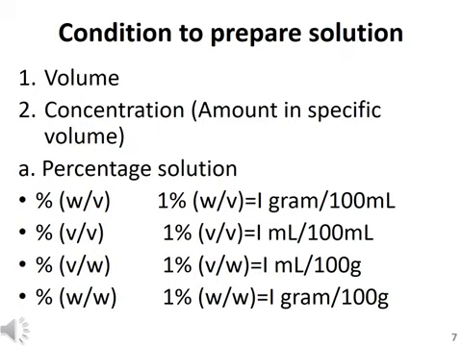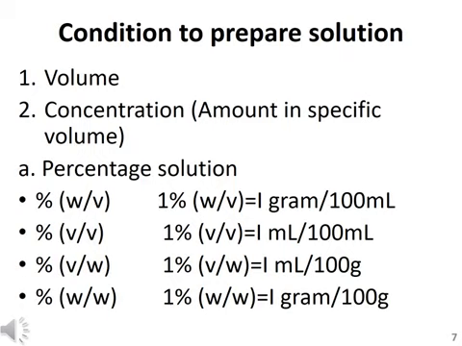weight by weight solution. So if you are interested in preparing a 1% weight by volume solution, then you will take 1 gram of the solute, and you will put that 1 gram of solute in a volumetric flask of 100 ml, and after taking 1 gram of that solute, you will make up the volume up to 100 ml. In this way you will have a total of 100 parts of the solution. That solution contains solute and the solvent. So in this way you can have a 1% weight by volume solution.